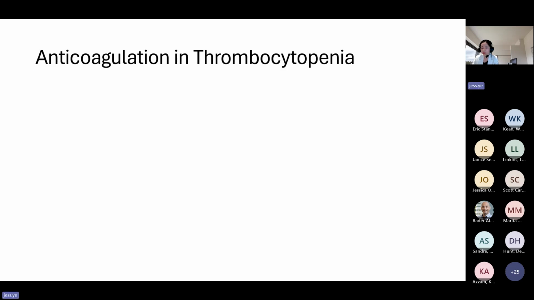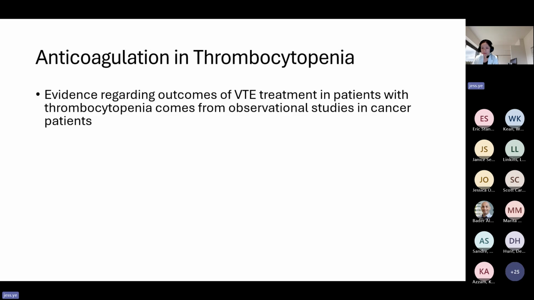What about thrombocytopenia in patients with cirrhosis? Evidence regarding outcomes of VTE treatment in patients with thrombocytopenia mostly comes from observational studies in cancer patients. It's a common scenario: patients who have cancer have thrombocytopenia and then also DVT or PE.